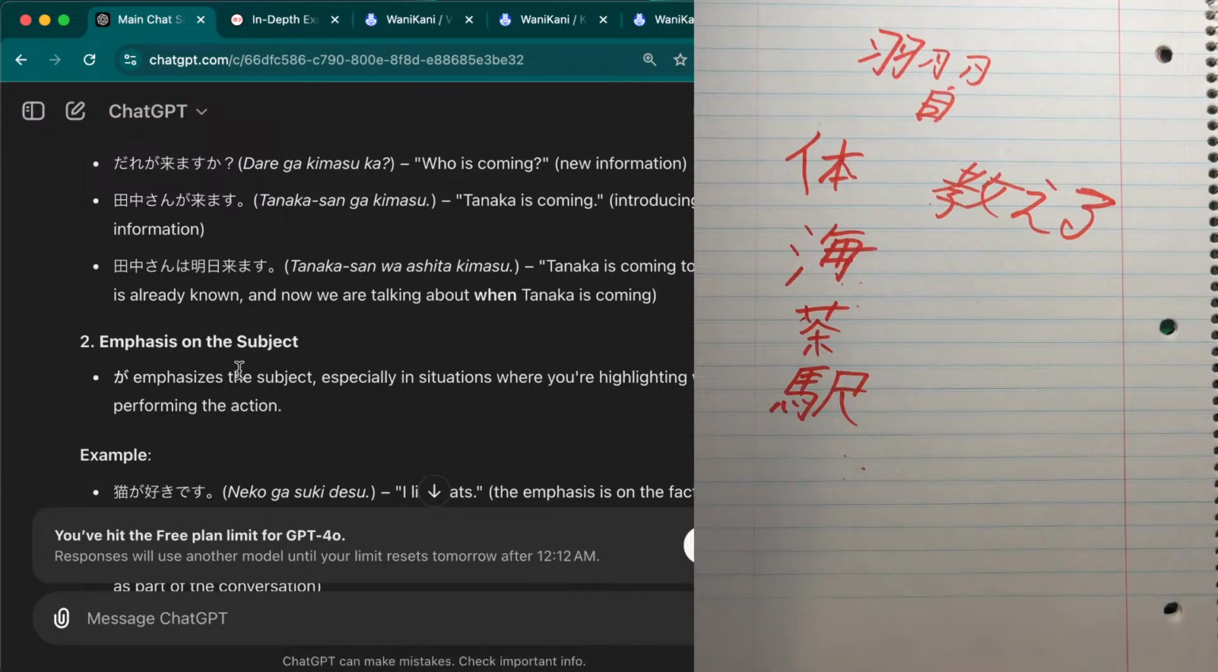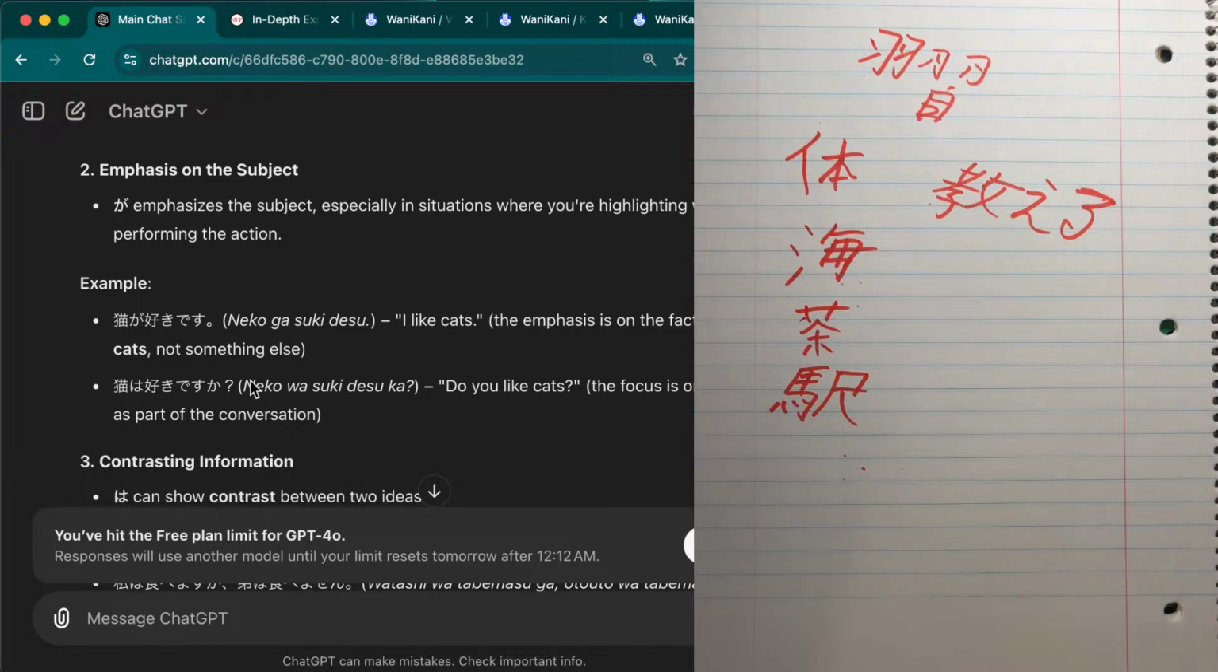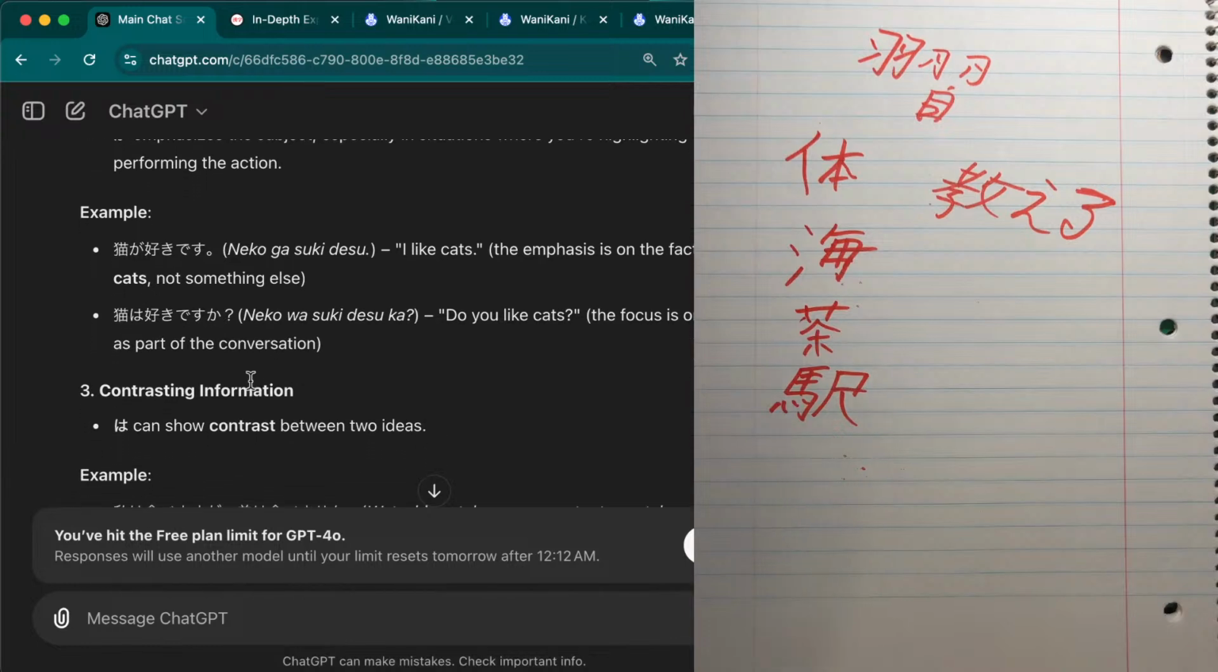Emphasis on the subject. Ga emphasizes the subject, especially in situations where you're highlighting who or what is performing the action. Neko ga suki desu. I like cats. The emphasis is on the fact that you like cats, not something else. Neko wa suki desu ka? Do you like cats? The focus is on the topic cats as part of the conversation.